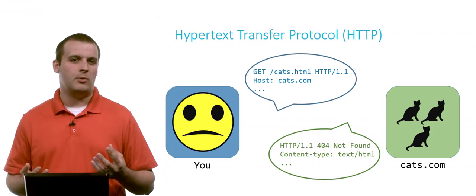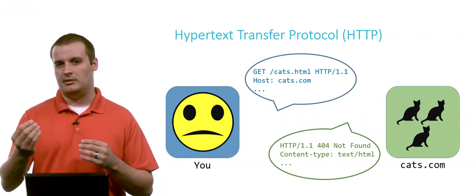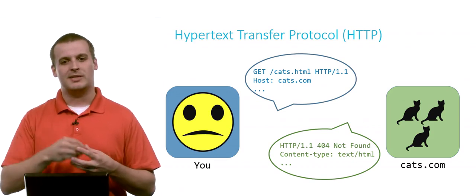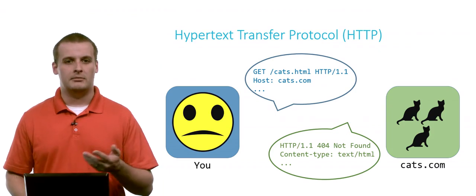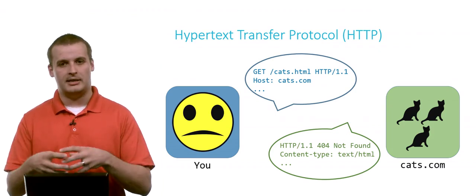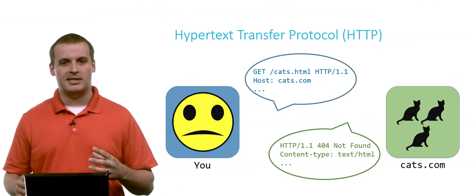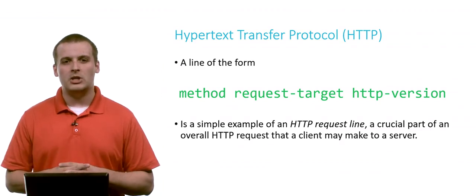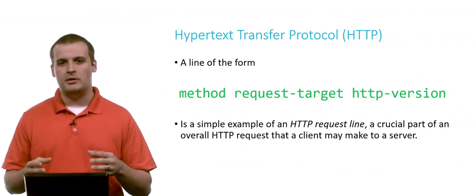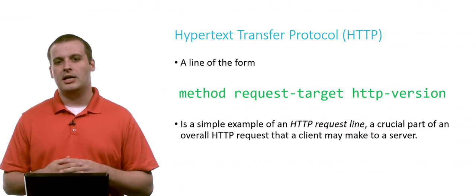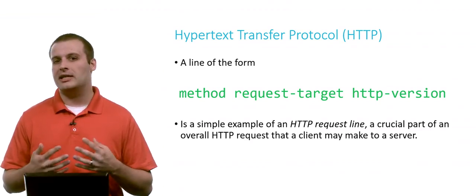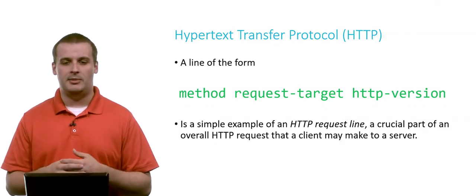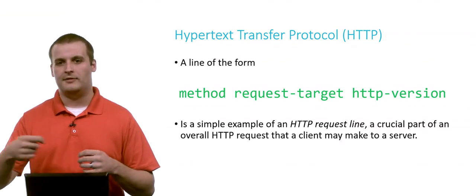They're fairly similar to how we would make a similar interaction in just human conventions, asking for something and getting it back, or writing a letter and expecting a response letter in a particular format. That's pretty much what HTTP is, just canonicalizing for all devices that wish to access web pages, hypertext transfers. So a line of the form method, request target, HTTP version is called an HTTP request line. It's usually the first thing that is transmitted as part of an HTTP request, or if you're asking for HTTP.